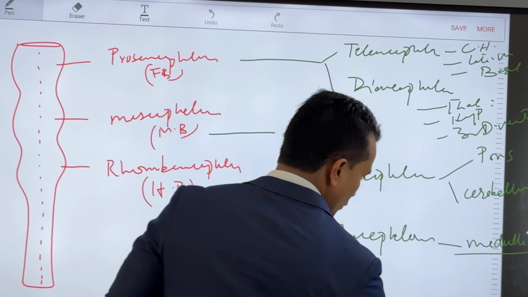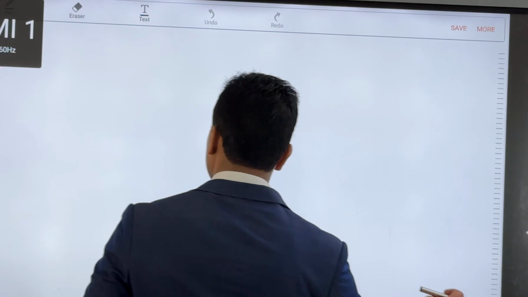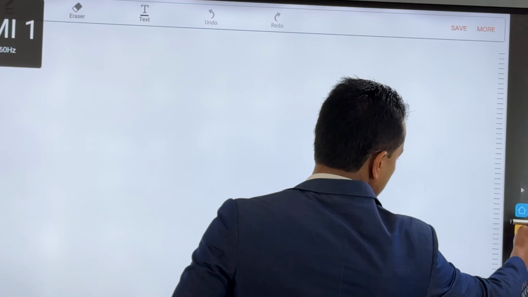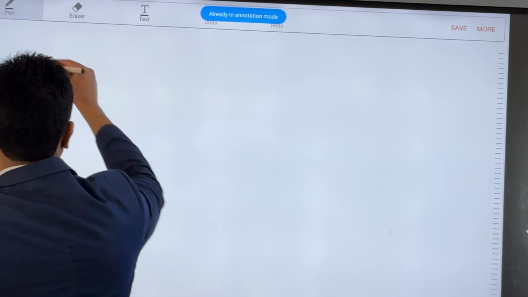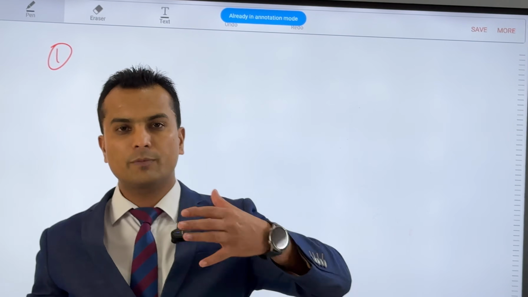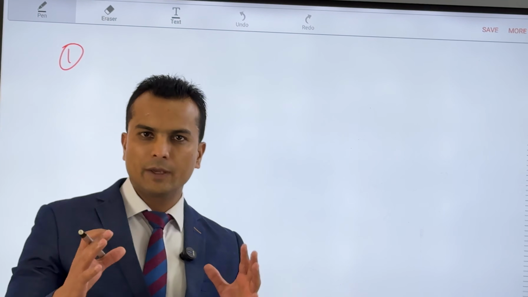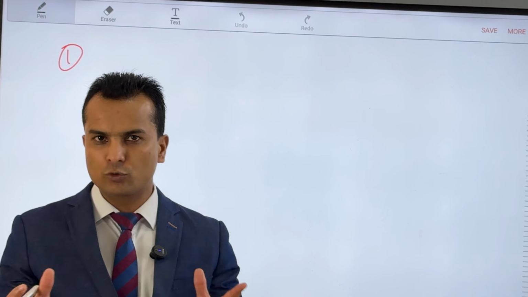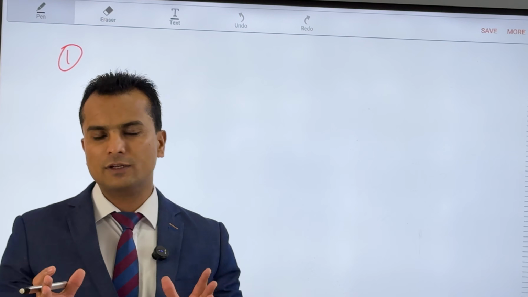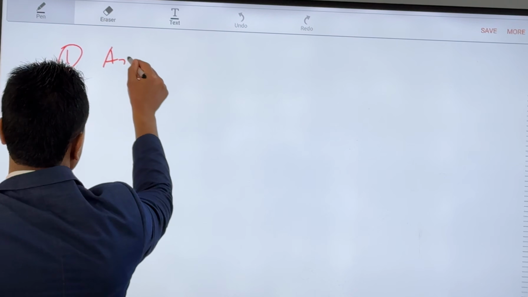Then there are some more defects relating to this part, and one of them is called anencephaly. First, we have to discuss neural tube defects of the prosencephalon. If a baby is without the forebrain, the prosencephalon, it means absence of the forebrain. This type of defect is called anencephaly.